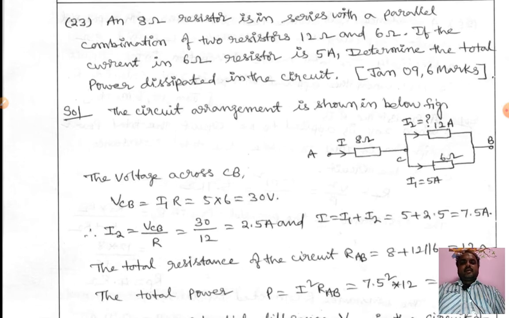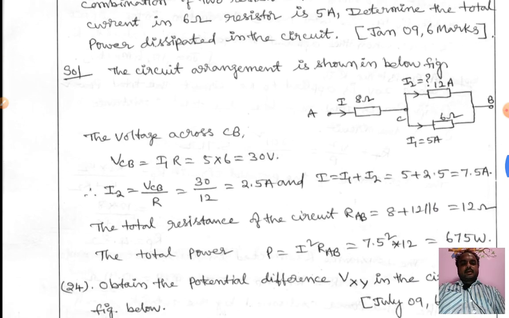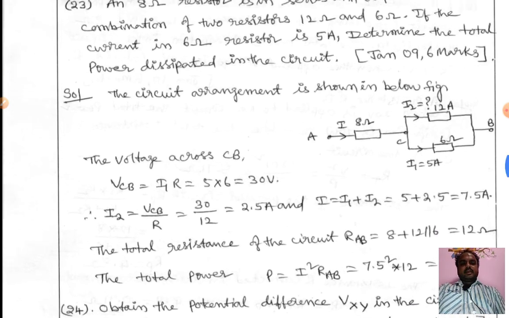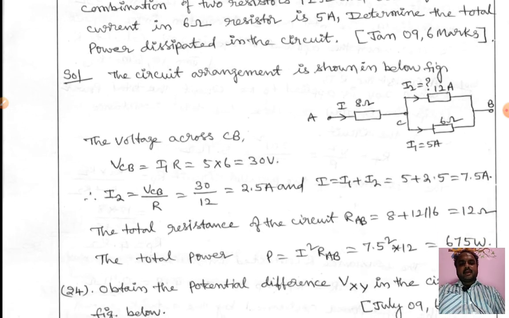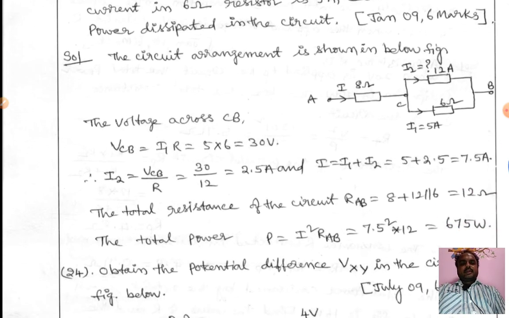An 8 ohm resistor is in series with a parallel combination of two resistors, 12 ohm and 6 ohm. If the current in the 6 ohm resistor is 5 amperes, determine the total power dissipated in the circuit, right? So here 8 ohm is in series with the parallel combination of 12 ohm and 6 ohm, right? So the current flowing in the 6 ohm resistor is 5 amperes. So the total power dissipated in the circuit.